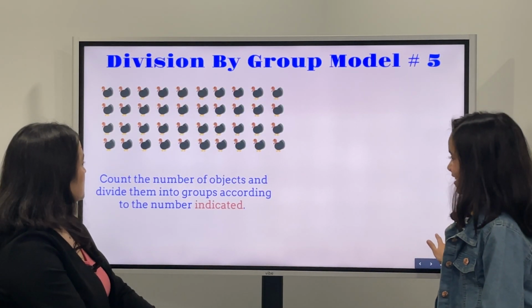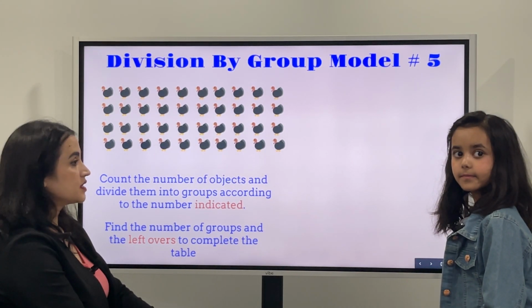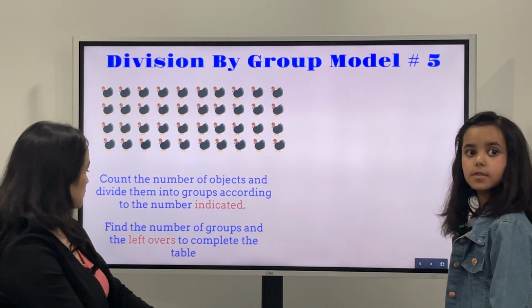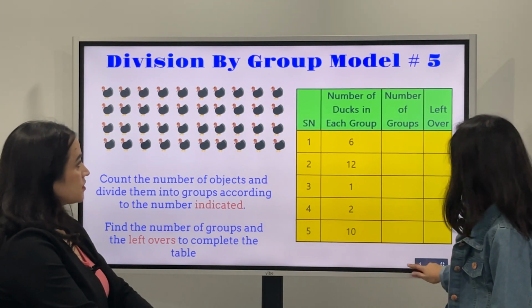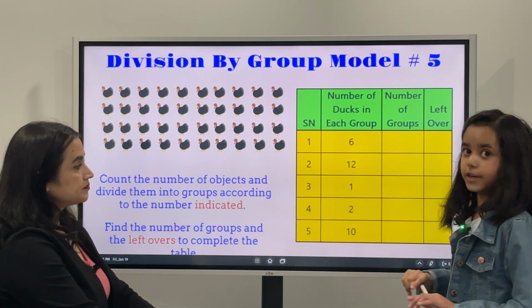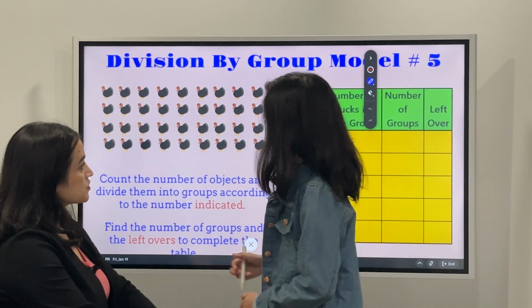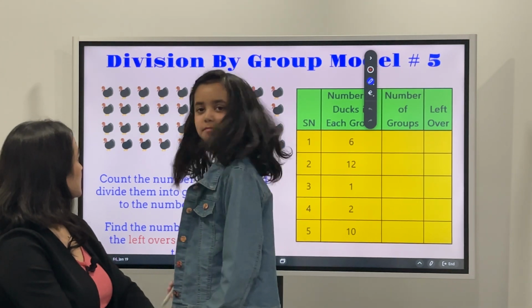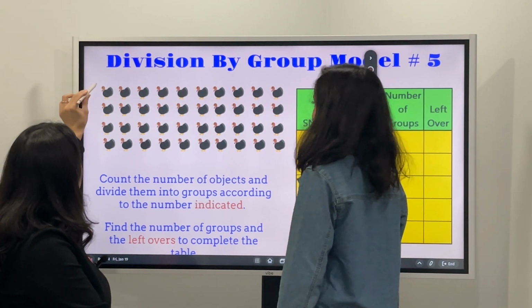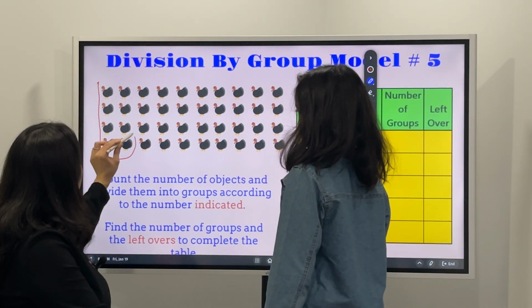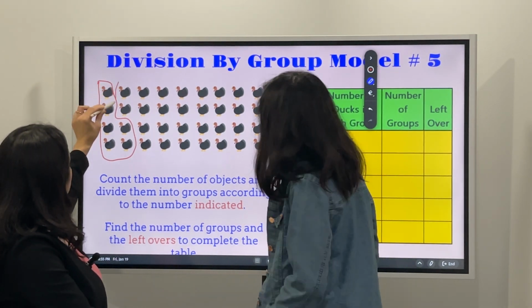Count the number of objects and divide them into groups according to the number indicated. Find the number of groups and leftovers to complete this table. Can you find it now, Lina? These are the numbers that we're going to put in groups. First is 6. So 6 groups of turkeys. Okay, so 6, 4. Keep going until it's done.